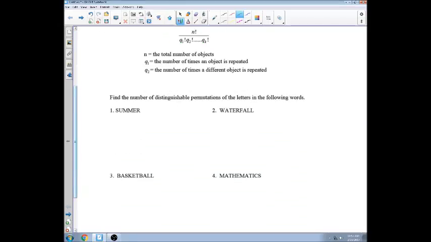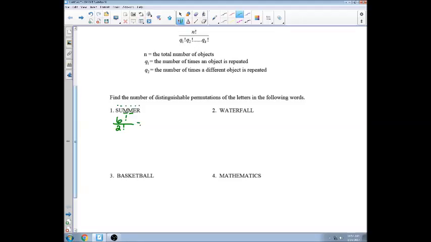Find the number of distinguishable permutations of the letters in the following words. So I have the word summer. First thing I need to do is figure out how many letters I have. So I have 1, 2, 3, 4, 5, 6 letters. So it would be 6 factorial over. Then in summer, I have M that repeats 2 times. So it would be 2 factorial. There's nothing else in the word summer that repeats.